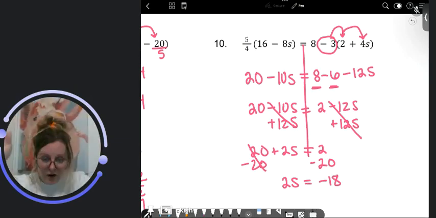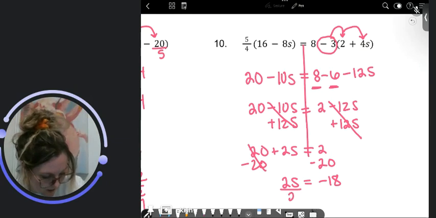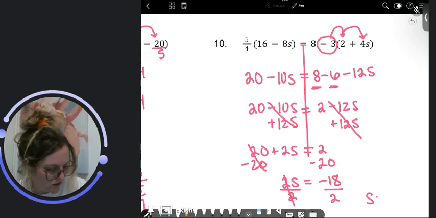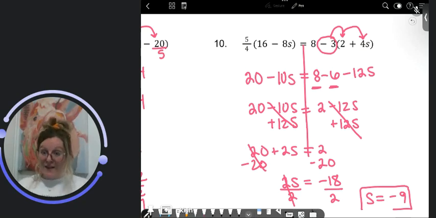And here we are, our very last step. Divide by 2 on both sides. They cancel on the left. 18 divided by 2 is 9. Make sure you put your negative there. And we are done. All right, you guys, you made it.